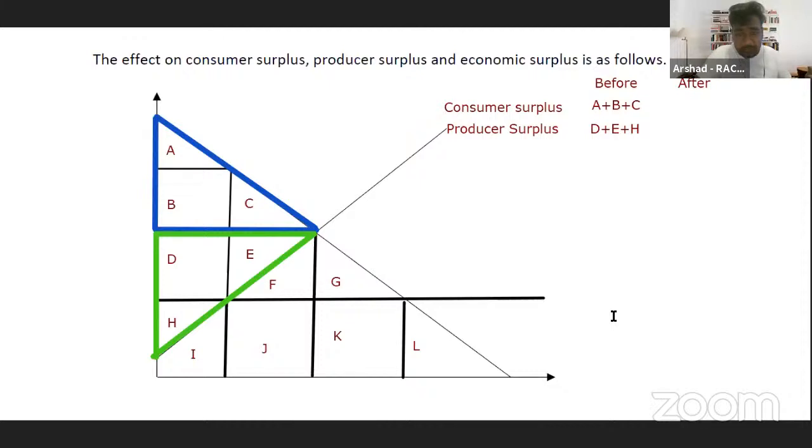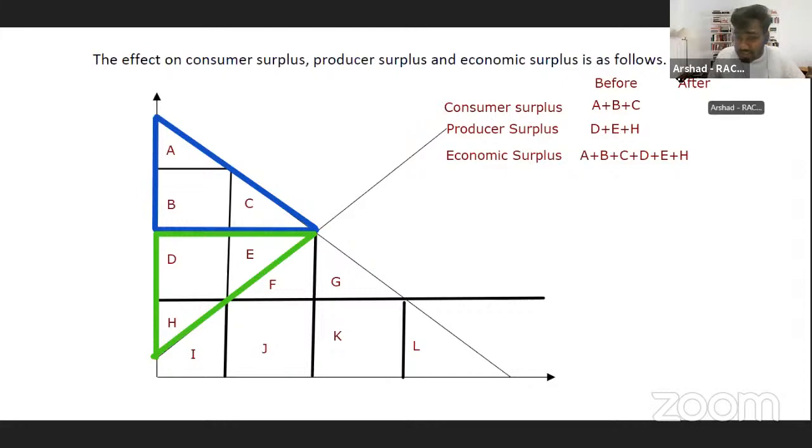Okay. Tell me economic surplus also. We'll do that also. Economic surplus before. It's A, B, C, D, E, H. Plus means it's the addition of those triangles, right? So it's A plus B plus C plus D plus E plus H. That's our economic surplus. So the addition of all of these areas is our economic surplus.